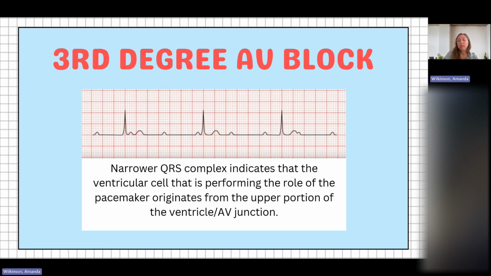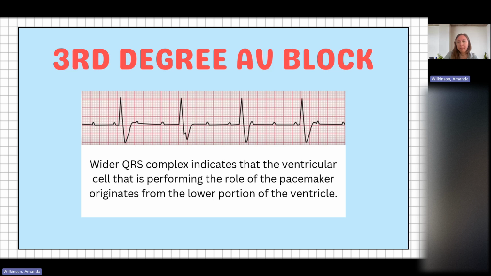One quick tip to help you figure out where the escape rhythm is coming from in a complete heart block is to look at the QRS width. So a narrow QRS usually means the backup pacemaker is firing from higher up, so near the AV junction or upper ventricles. So this allows the ventricles to still depolarize through the normal conduction pathways. But if the QRS is wide, it likely means the escape rhythm is coming from lower down in the ventricles and the signal spreads more slowly cell to cell, which is why you get a wider complex.